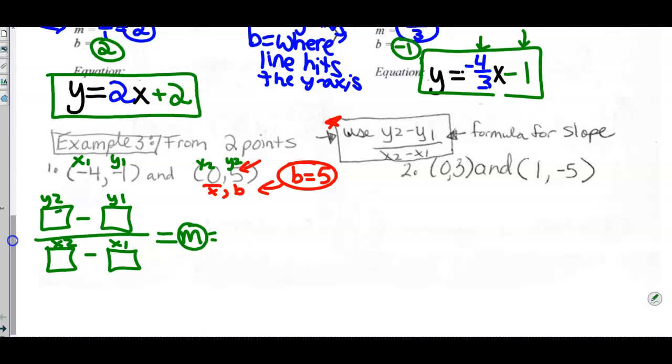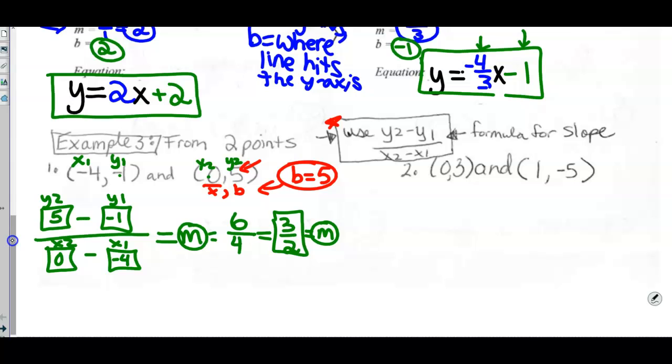y2 I labeled over here as 5. y1 is negative 1. So it's 5 minus negative 1 on the top, which becomes a positive 6 if you use your calculator. On the bottom, my x2 is 0. I'm looking over here. And then my x1 is negative 4. So 0 minus negative 4 is actually a positive 4. And then I'm just going to simplify this to 3 over 2. And it's okay, we can have slope as a fraction as long as it's simplified. This is my m. I have my m, I have my b.